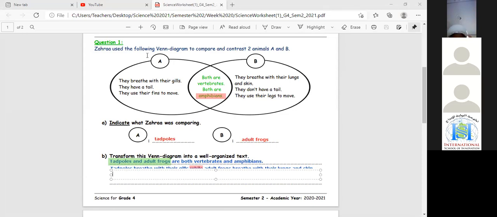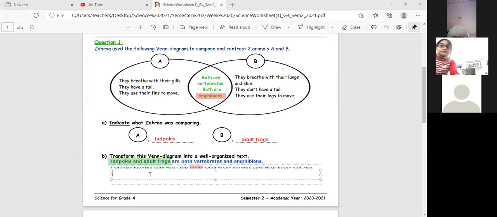Yalla, how can I continue the text? Yeah, they are both vertebrates. Amir, we're done with this. We wrote tadpoles and adult frogs are both vertebrates and amphibians. Tadpoles breathe with their gills while adult frogs breathe with their lungs and skin. Yes, what should I write?